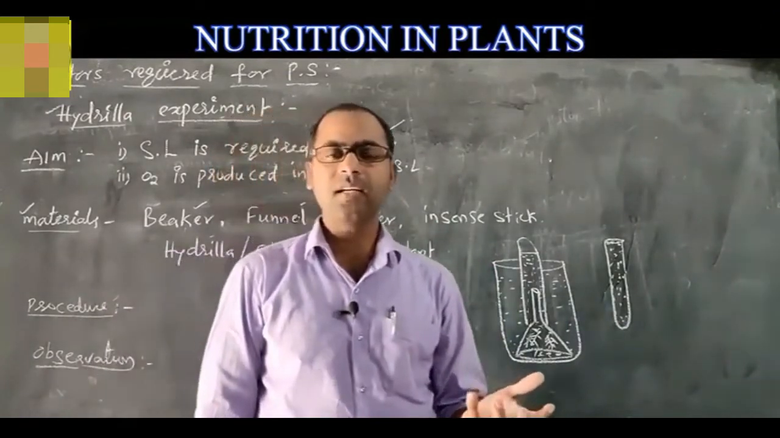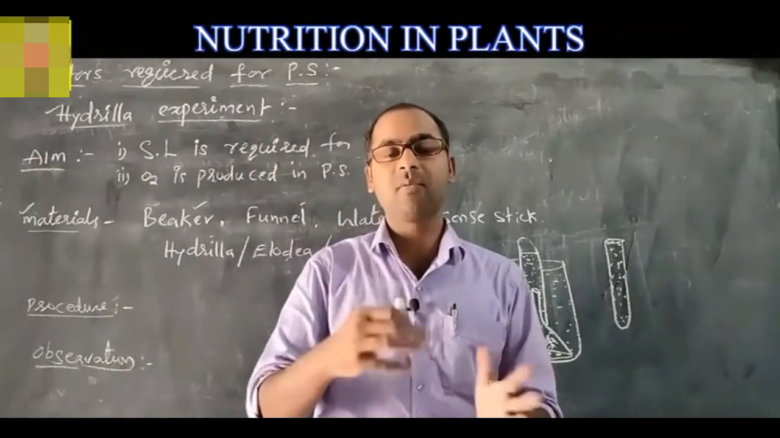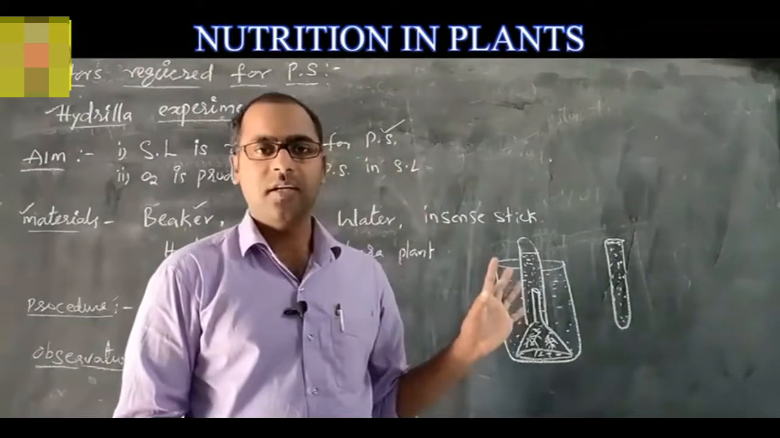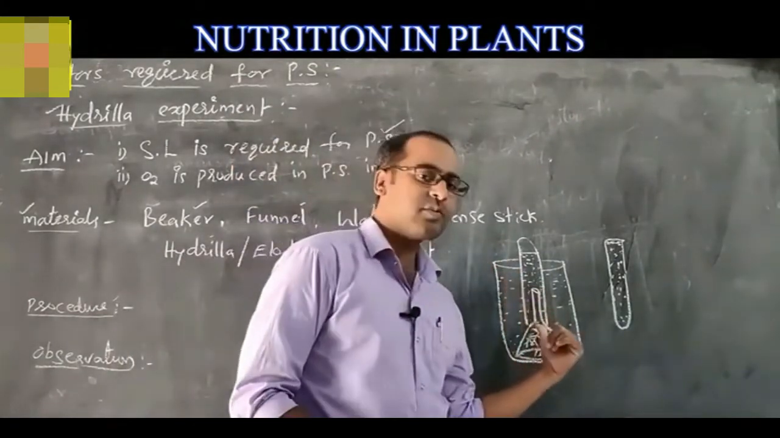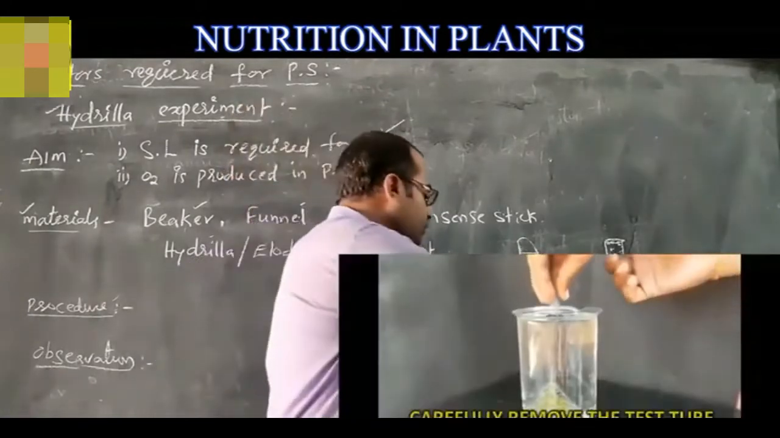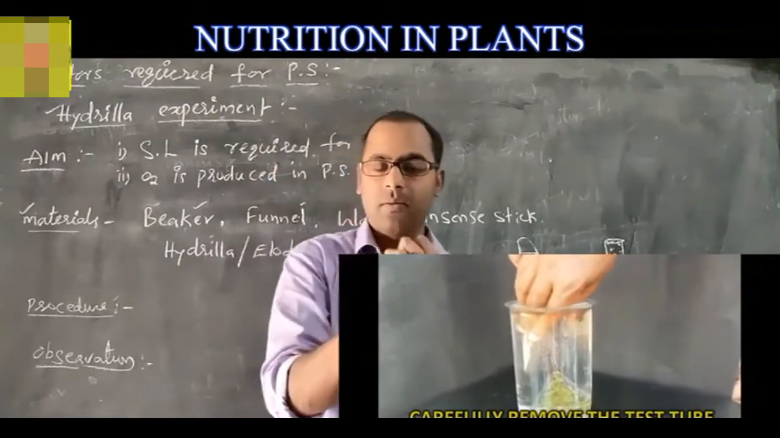Oxygen has a property that it will be burnt with a flame. The oxygen gas will be burnt with a high flame, right? So that is the property of oxygen. Let us test whether the gas produced is oxygen or not. Let us remove the test tube carefully by holding the mouth of the test tube with our thumb.